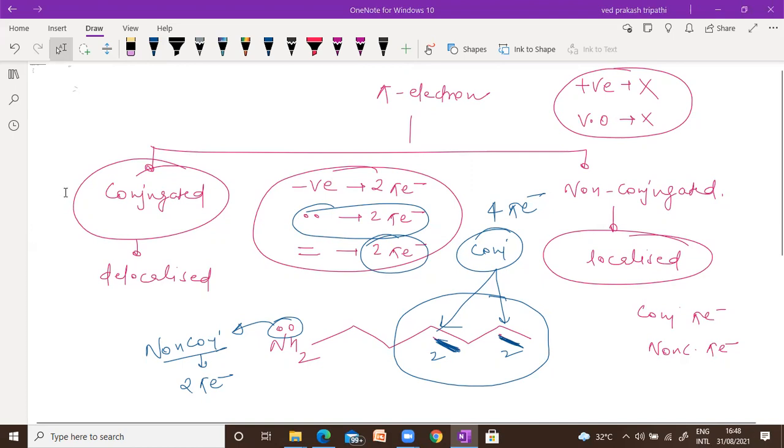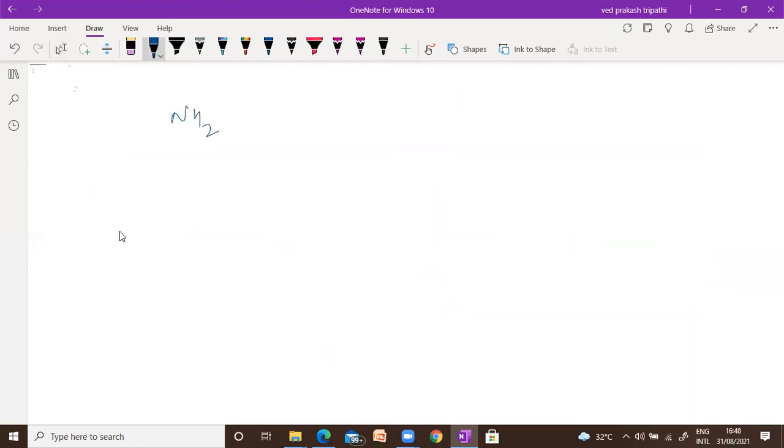Yes, conjugated means resonance containing pi electron. Any doubt, please tell me. No doubt. Okay, we can move to the next. Some more example. Okay, suppose we have this one.